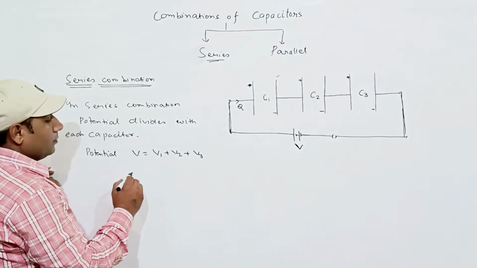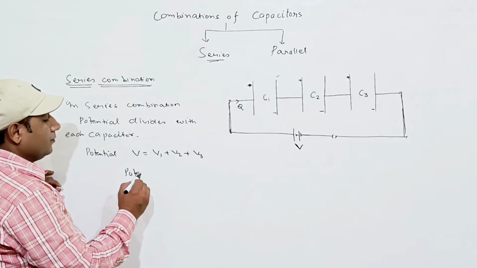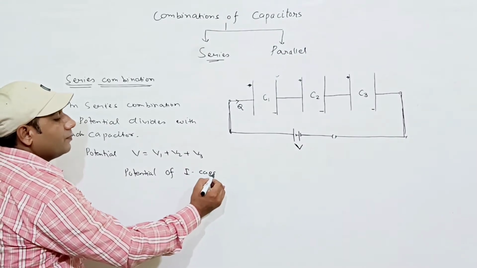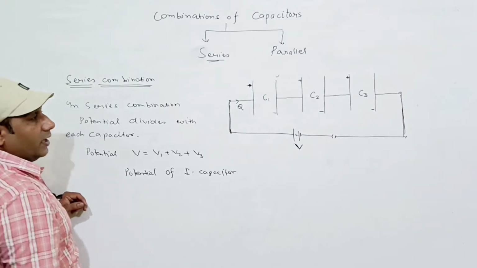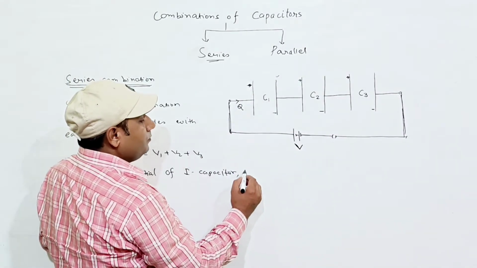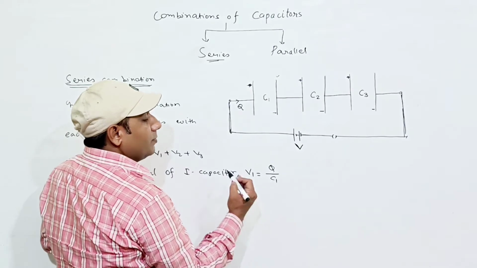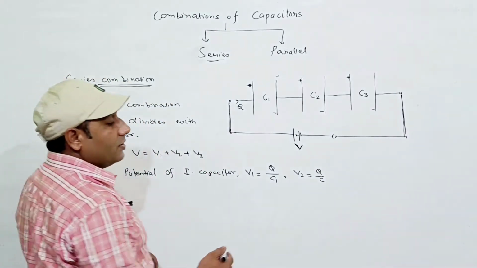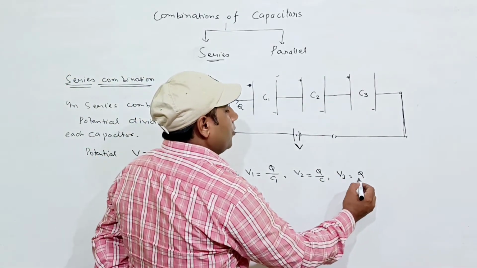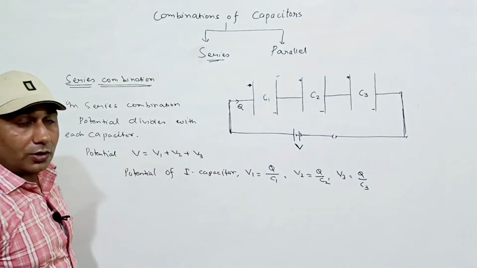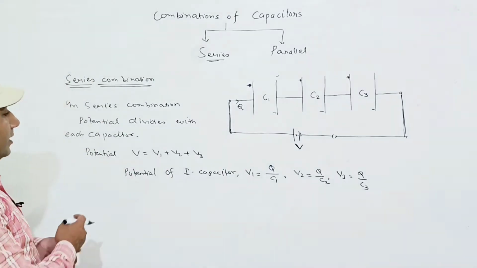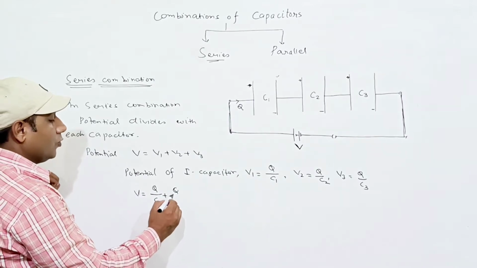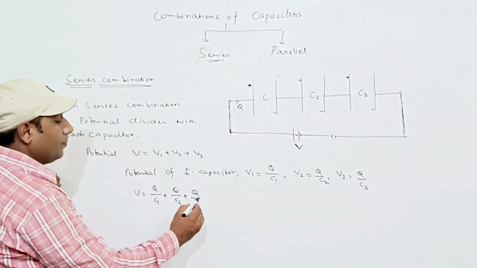You know, potential of first capacitor, if C1 is the capacitance, then V1 is equal to Q upon C1, V2 is equal to Q upon C2 for the second capacitor, and V3 is equal to Q upon C3. बिकॉज चार्ज डिवाइड नहीं होता है इन सीरीज में, तो पुट कर दीजिए, तो V इज इक्वल टू Q अपॉन C1, Q अपॉन C2 एंड Q अपॉन C3.